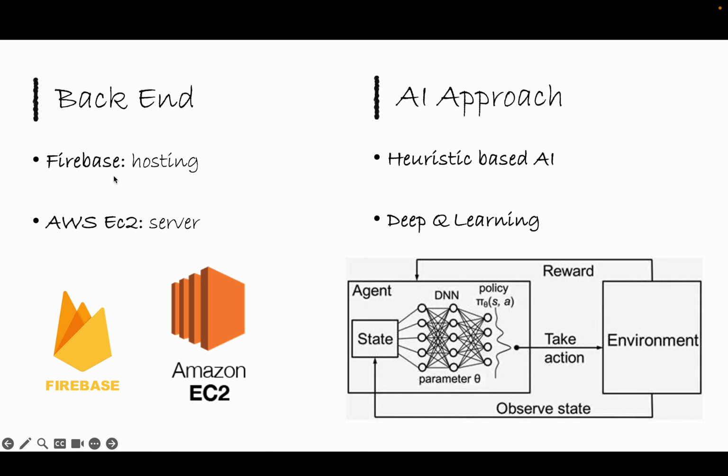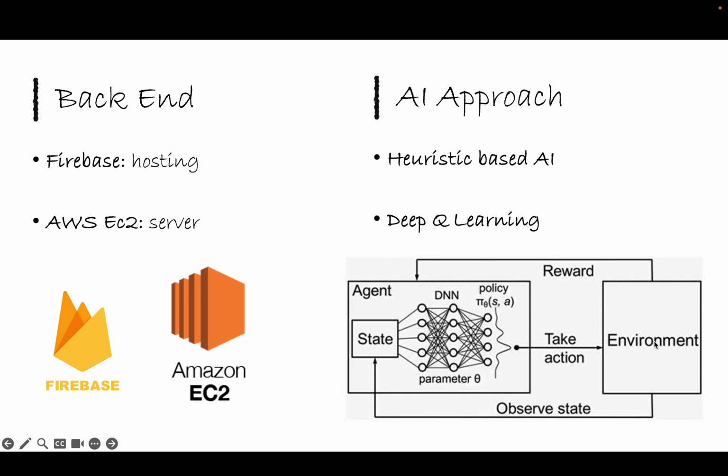And for the backend, we hosted our static web page on Firebase, and AWS EC2 is our server, which we deploy our model onto. And here we have two main AI approaches: the first one is the heuristic-based AI, and the second one is DQN learning. And here's a brief illustration of it.